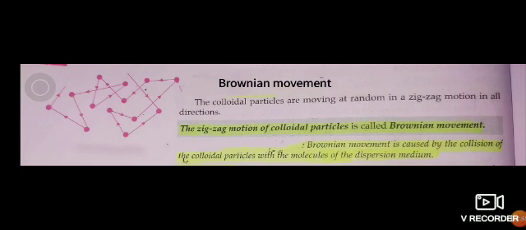Brownian movement is caused by the collision of the colloidal particles with the molecules of the dispersion medium. It means the molecules of the dispersion medium and the colloidal particles collide with each other, due to which their velocities change, their motion changes, and the direction of motion changes. That's why these particles move in a zigzag random way in a solution, which is known as Brownian movement.